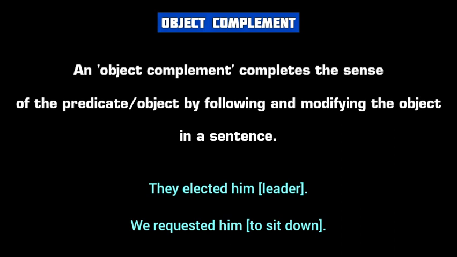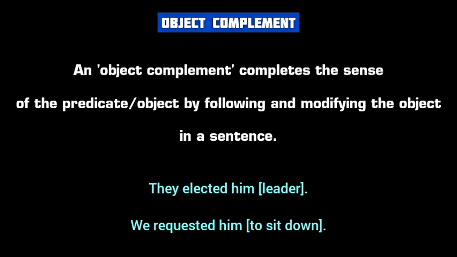A word or a group of words that completes the sense of the verb or the object is called the objective complement. For example, they elected him leader. Here the noun leader completes the sense of the object him. So it is an objective complement. They elected him makes no complete sense. But the objective complement leader here lends completion to the sense of the predicate.